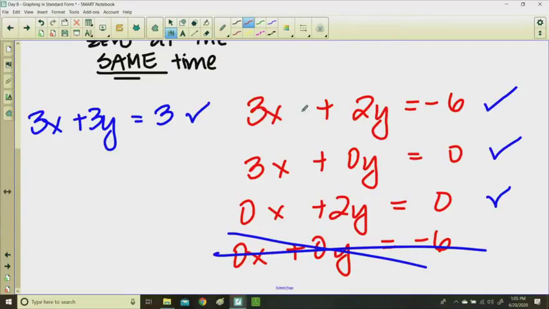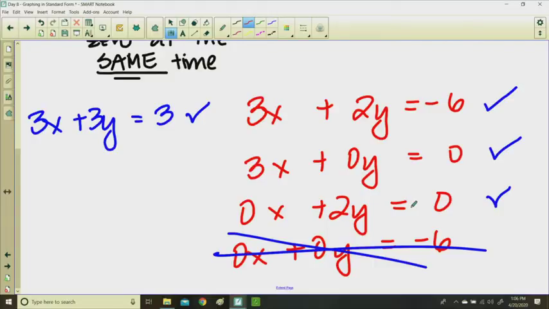So if I have 3x plus 2y equals -6, that's perfectly fine. None of them are 0. Now if you have 3x plus 0y equals 0, that's okay too. Even though b is 0, a is not 0. That's okay. Same thing with this one. 0x plus 2y equals 0. That's totally fine. Remember, c doesn't matter. C can be anything. It's a and b. In this case, a is 0, but b is not. So that's okay. The only one that doesn't work is when both of these are 0. If 0x plus 0y equals -6, that does not work.